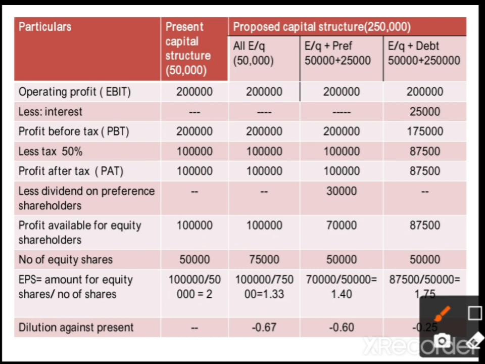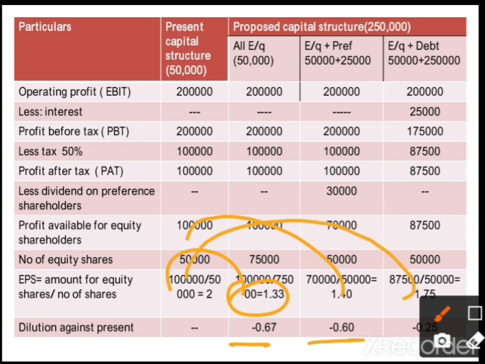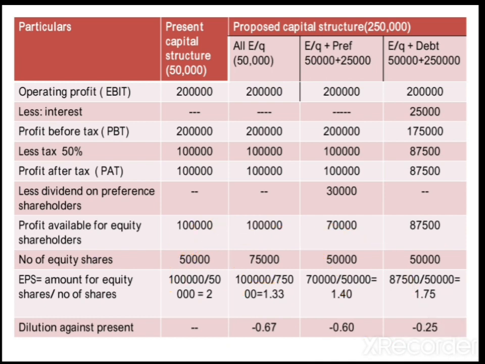Now we come to the point of dilution against present. Compare the proposed plans with the existing plan. Plan 1 is 1.33 EPS compared to the existing 2 rupees, so minus 0.67. Again 1.40 against 2 rupees gives 0.60, and 1.75 against 2 rupees gives 0.25. So this is the way to calculate EPS, earnings per share.